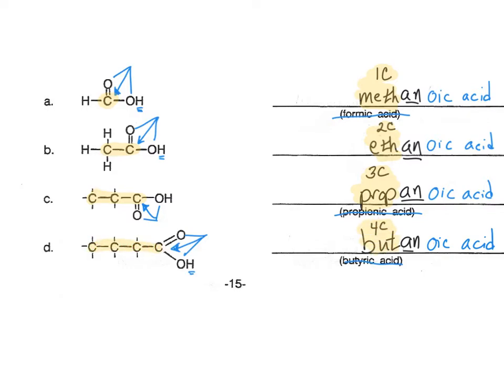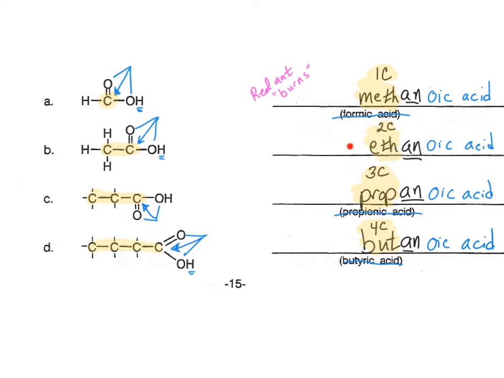Before we continue with more naming, I want to tell you some side stories about each of these. The first one, letter A, methanoic acid, also known as formic acid, is interesting because that is the acid that is used by red ants. When they inject a little bit of acid into you, it burns because they're actually injecting a little bit of formic acid into you. I thought that was interesting.